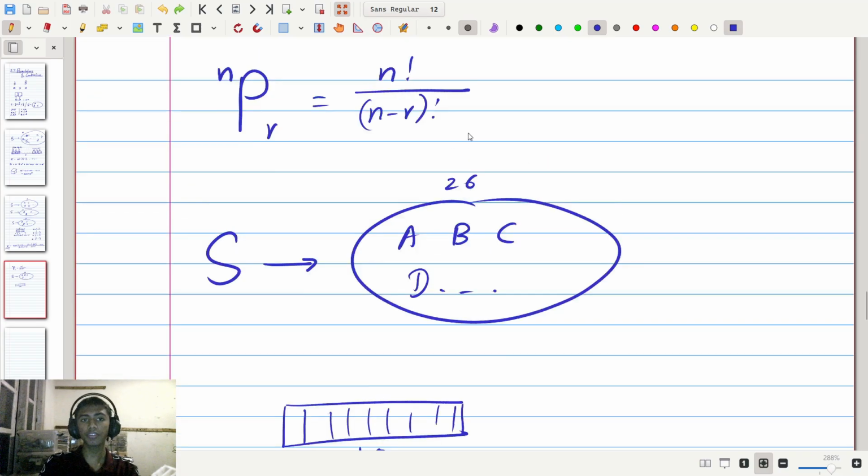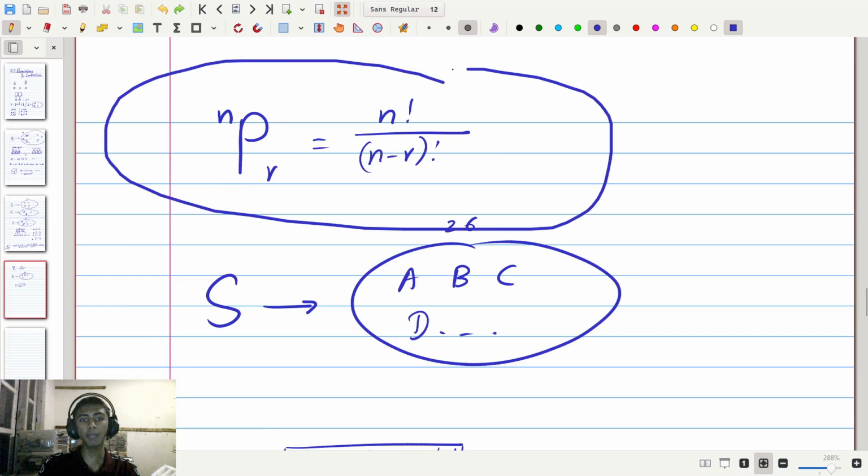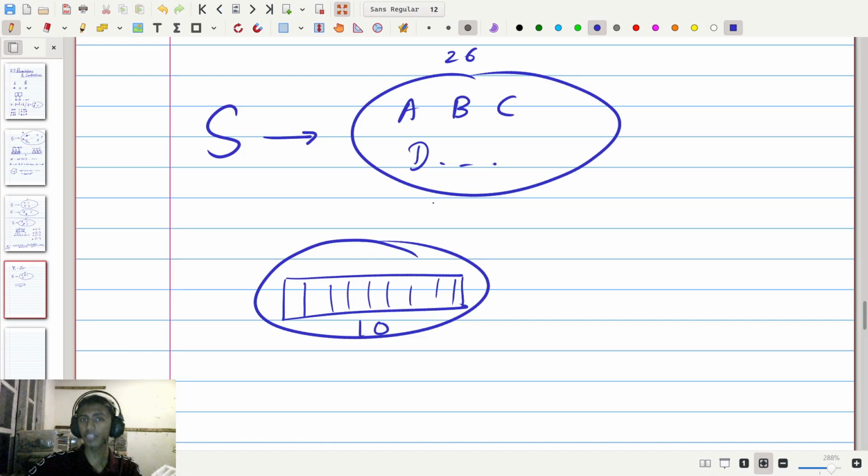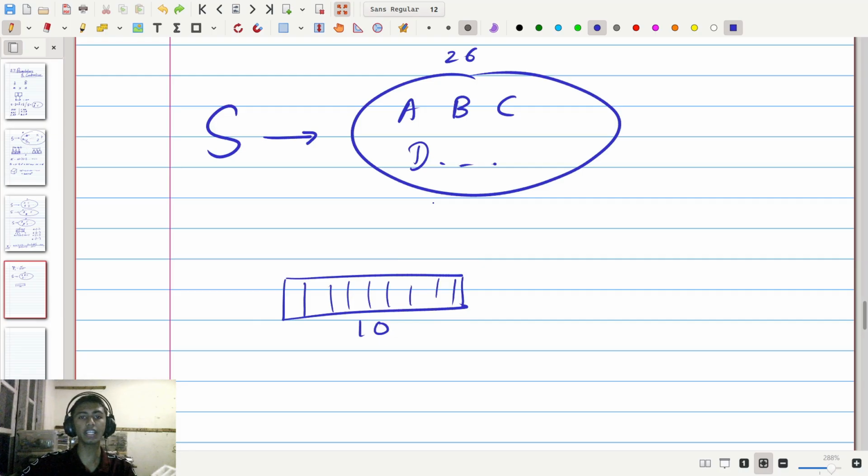Given this and our formula for finding nPr from earlier, we know that if we are taking a set S of 26 elements and turning it into subsets which are ordered and have 10 elements each, then the total number of ordered subsets that we can create from this initial set S is going to be the first number, 26 permute 10.